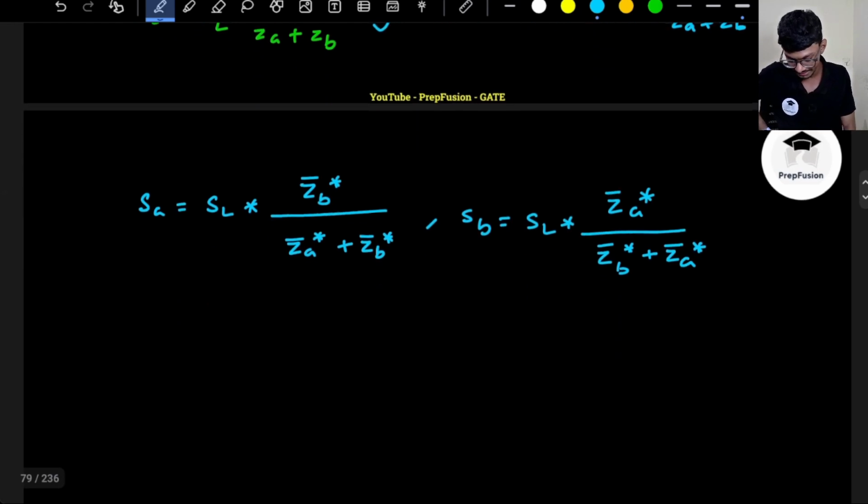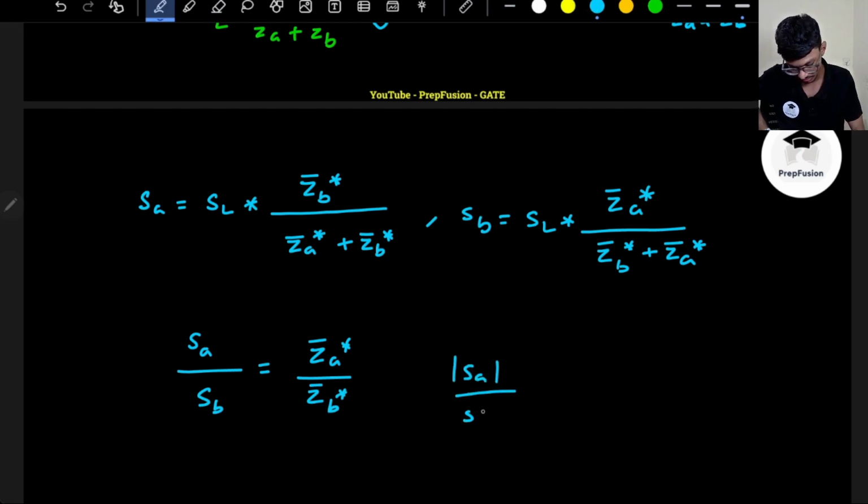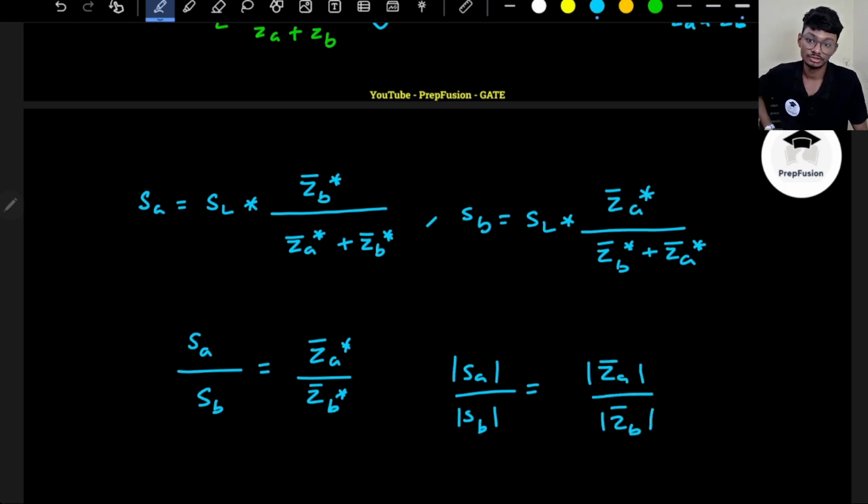So what is the ratio of the apparent power kVA delivered by SA to SB? This will be ZB star divided by ZA star. If I want to calculate the magnitude, I just want to find out the ratio, how much kVA they are sending. I don't care about the phase. So it is mod of ZB divided by mod of ZA. So this is the ratio.